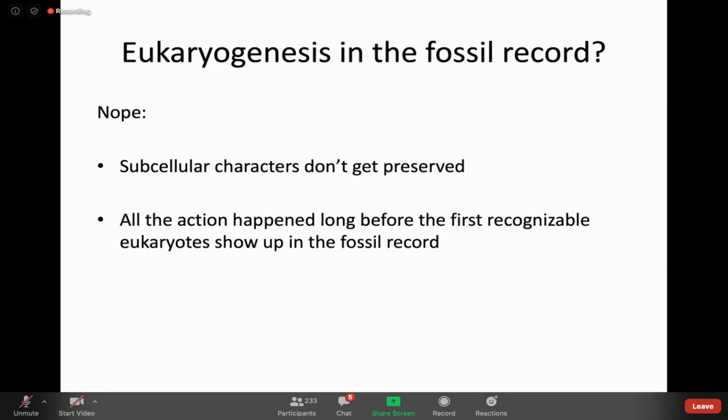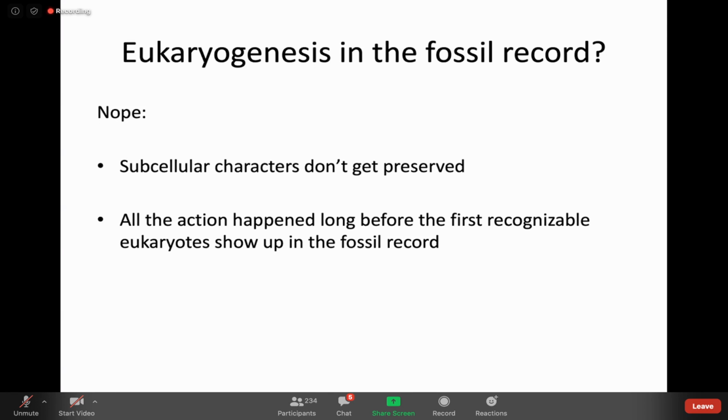The problem is, of course, that it seems almost like a hopeless task to use the fossil record to understand eukaryogenesis. For one thing, a lot of the characters that we're interested in have a really poor chance of getting preserved. But I think another problem is the way we view the early fossil record of eukaryotes. The prevailing view is that all of the action, all of the steps in producing the last common ancestor happened long before the first recognizable eukaryotes show up in the fossil record.